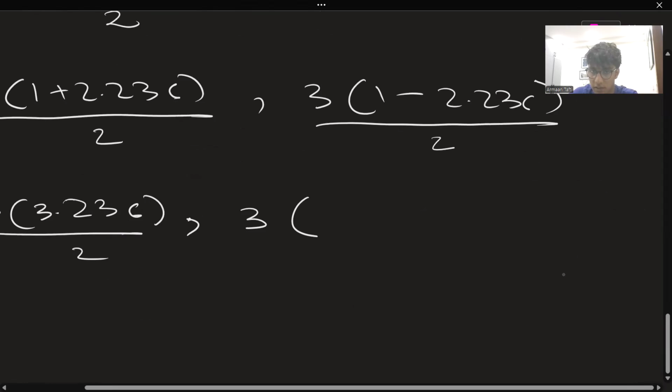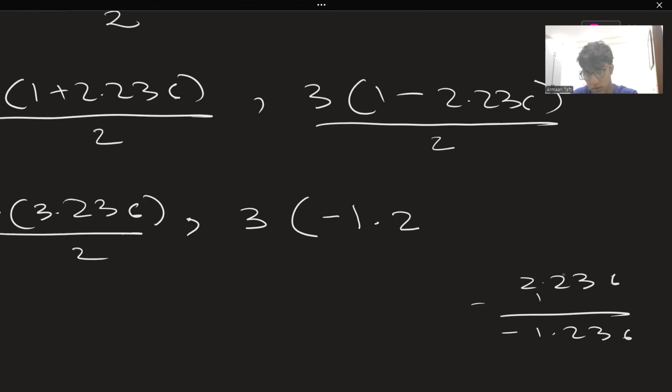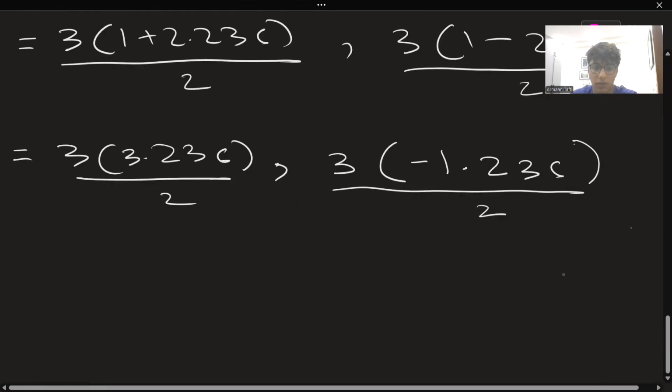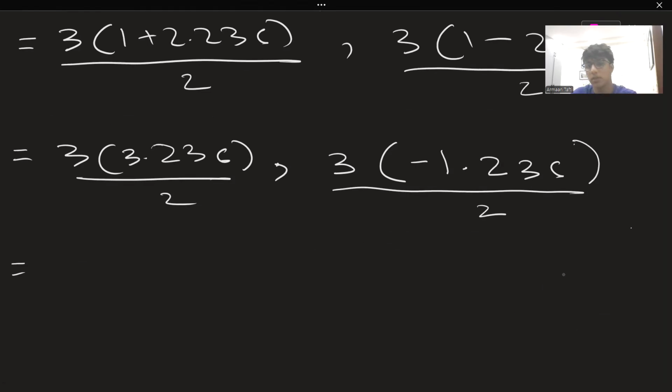So you can just work this out. 2.236 minus 1 is 1.236, and it'll have a negative sign because it's 1 minus that. So just minus 1.236, divided by 2. So now this perfectly goes by 2, so you can just directly cancel out. Some people may prefer long division, but for this, I would advise you guys to just solve it like this only.